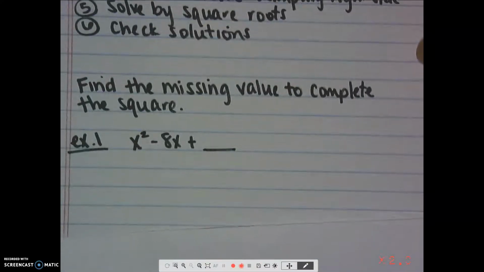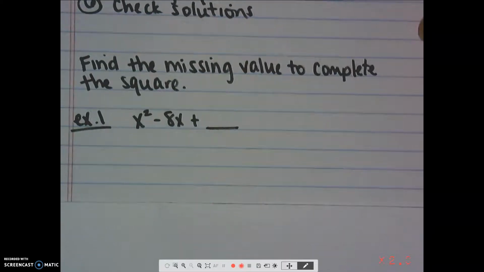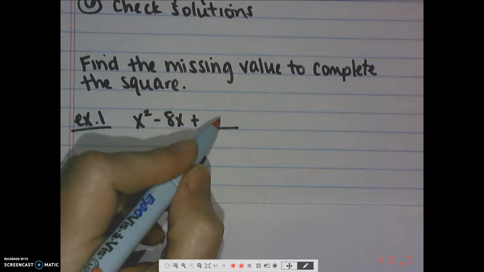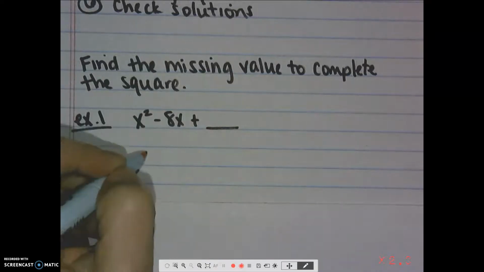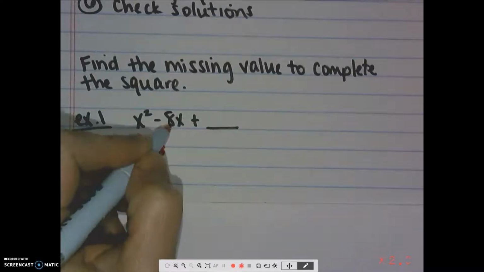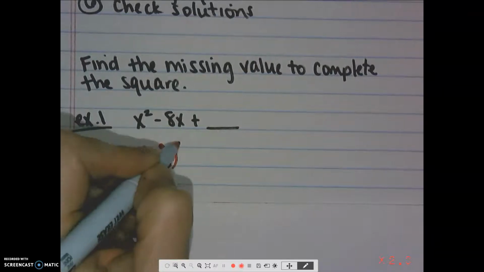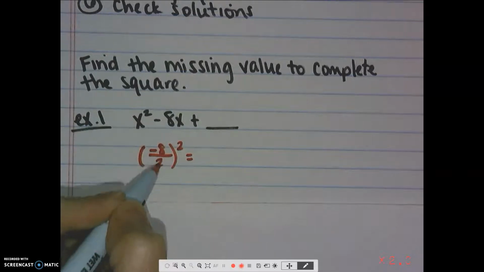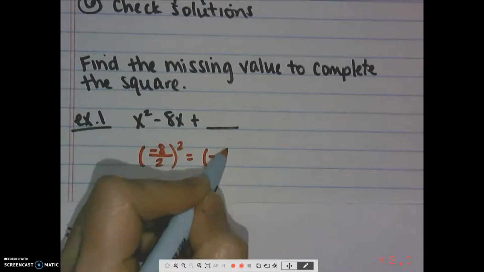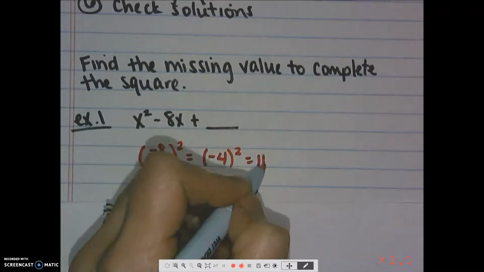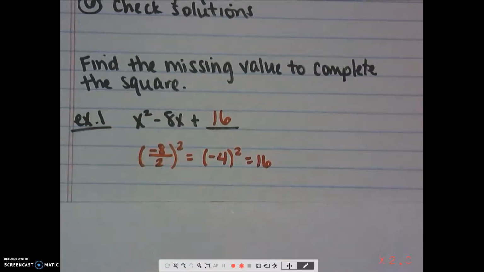So if we're finding the missing value to complete x squared minus 8x plus blank, we're not solving anything yet, we're just practicing finding that magic number. We take negative 8, that's our b value, it's always just with x. We divide it by 2, and we square it. So negative 8 divided by 2 is negative 4. Negative 4 squared is a positive 16. So 16 is that missing value.